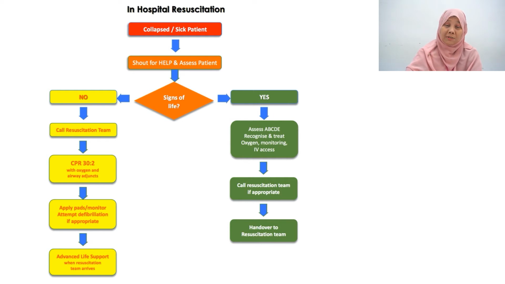What if there are no signs of life? Again, we will call the resuscitation team because it is imperative to call for help, and initiate early CPR with 30 chest compressions to 2 ventilations with oxygen and airway adjuncts. Apply pads and monitor whenever available and attempt defibrillation if appropriate. Next, advanced life support will commence when the resuscitation team arrives.